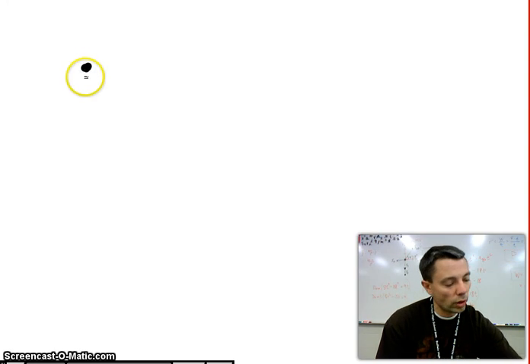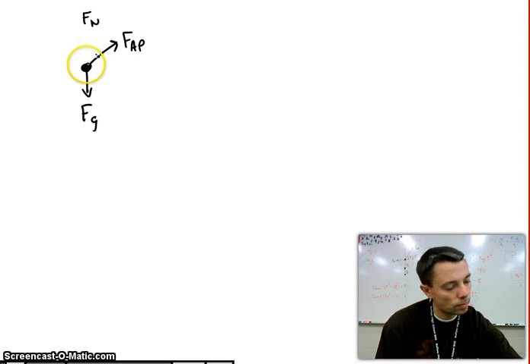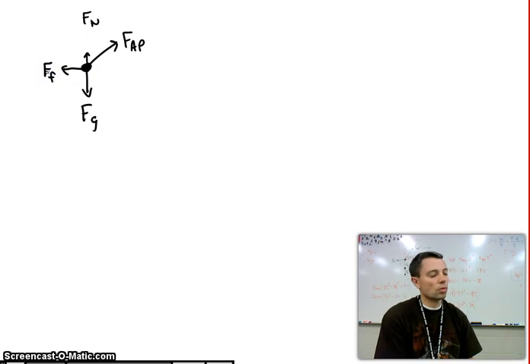And I'm going to just quickly draw an example free body diagram: F_g, F_N, and let's see, force applied, and maybe there's a force of friction, okay? So again, free body diagrams, I should be able to look at them and say what's going on here.